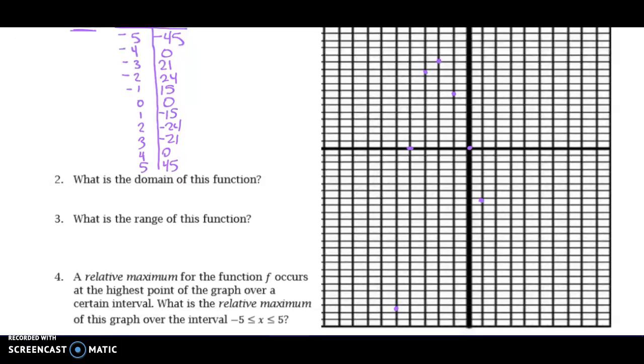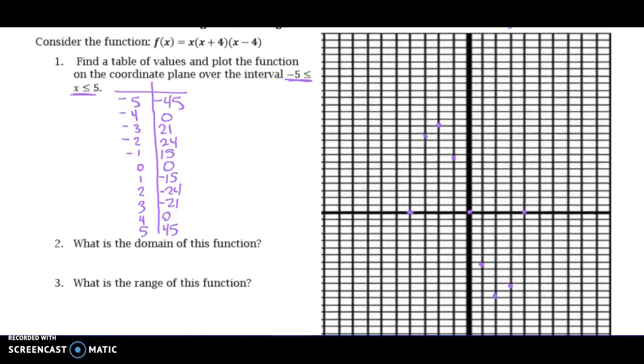And 2, -24. 3, -21. 4, 0. And last, 5, 45.